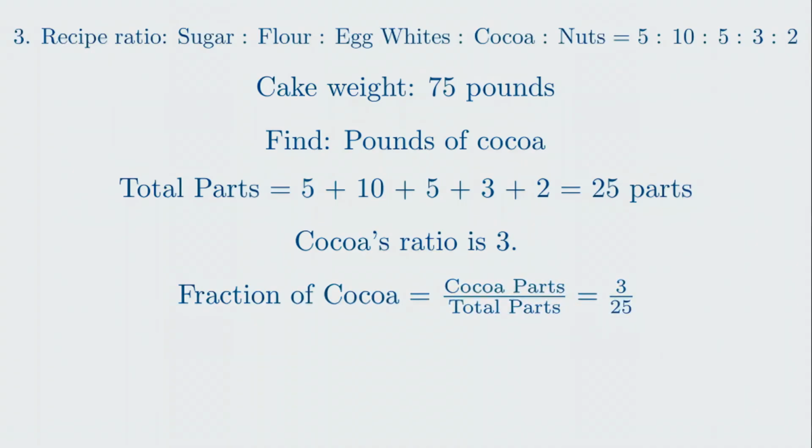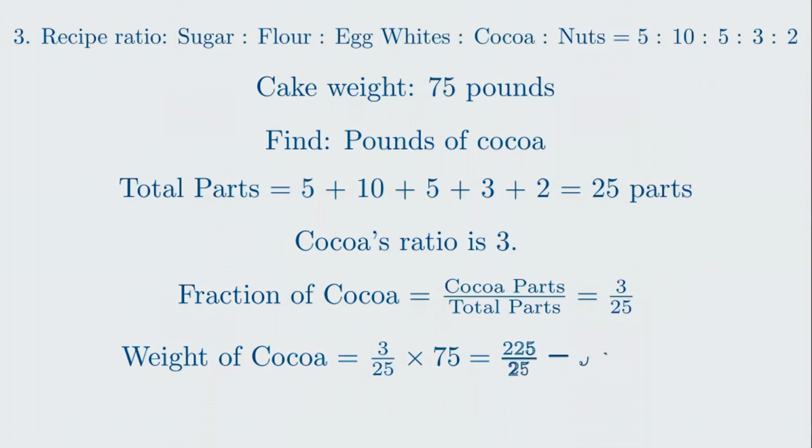Finally, to find the actual weight of cocoa needed, we multiply this fraction by the total weight of the cake, which is 75 pounds. The weight of cocoa is 3/25 of 75 pounds. We calculate this as 3 times 75, all divided by 25. 225 divided by 25 gives us 9. So 9 pounds of cocoa are needed for a 75-pound cake.